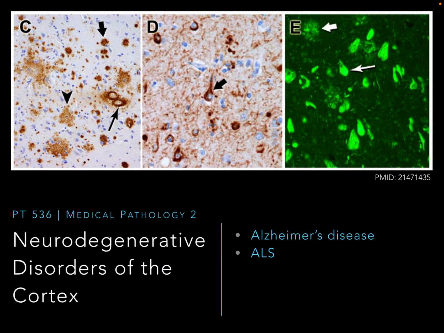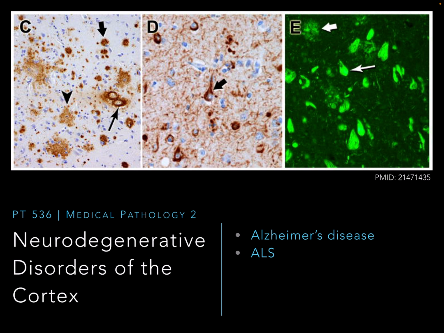This lecture will cover neurodegenerative disorders of the cortex, focusing on Alzheimer's disease and amyotrophic lateral sclerosis, or ALS, or Lou Gehrig's disease. It's got a few names. In both of these cases, we're going to see degeneration of neurons in the cortex. That's why they're grouped together. Also, in both of these conditions, we see a lot of protein aggregates.